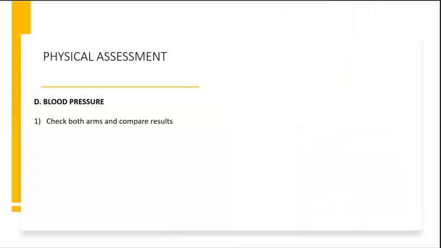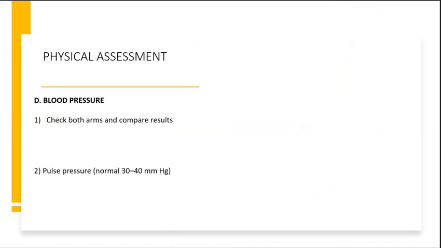With the blood pressure, you always want to check both arms and compare results. A difference of between 5 to 10 millimeters of mercury is normal. With the pulse pressure, what's your pulse pressure again? It is the difference between the systolic and the diastolic blood pressure. Normal should be between 30 to 40 millimeters of mercury. Your pulse pressure represents the force that the heart generates each time it contracts.